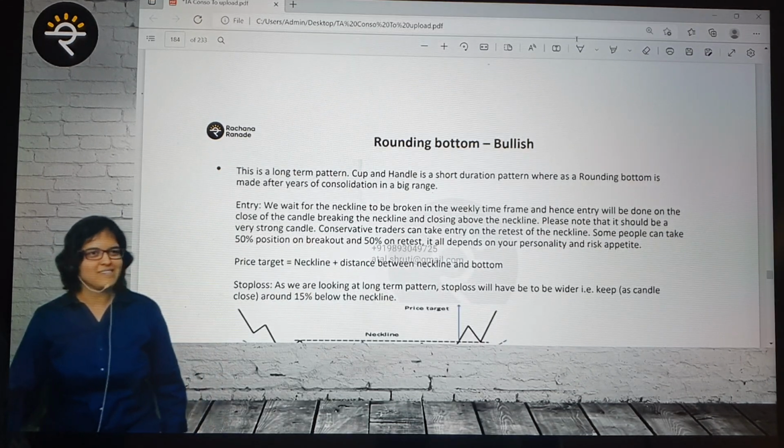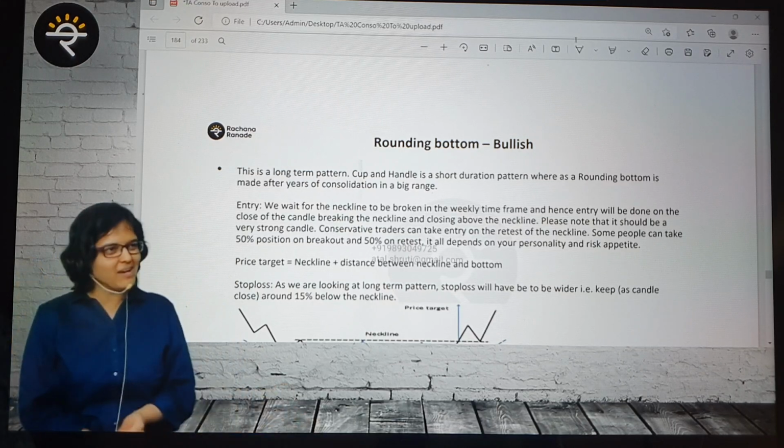Interesting chart patterns, isn't it? Yes? I think the most loved one was rounding bottom though. Alright, so we take a break. We'll move ahead with the last session.